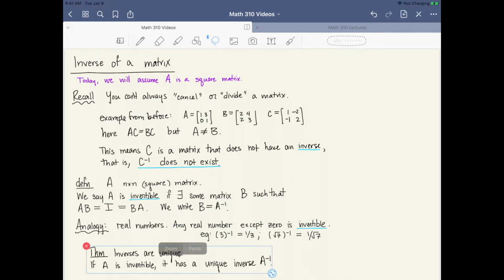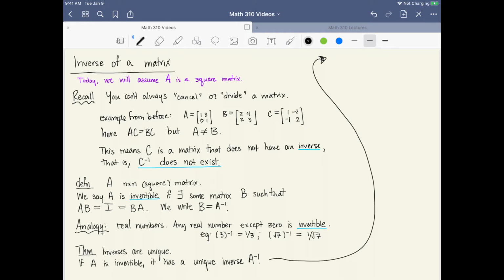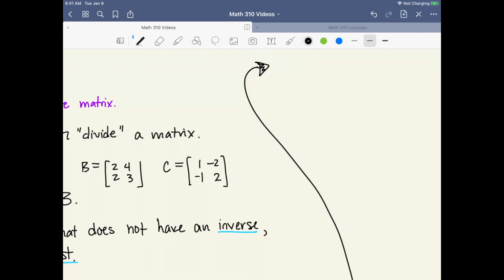Let's talk about that a little bit. I'll write this down as a theorem. Inverses are unique. If A is invertible, it has a unique inverse, A inverse. And that uniqueness is why we can use the notation A inverse, because there's one and one only, A inverse. It's not ambiguous what that means. Well, why is this the case? Let's explore why this would be the case.